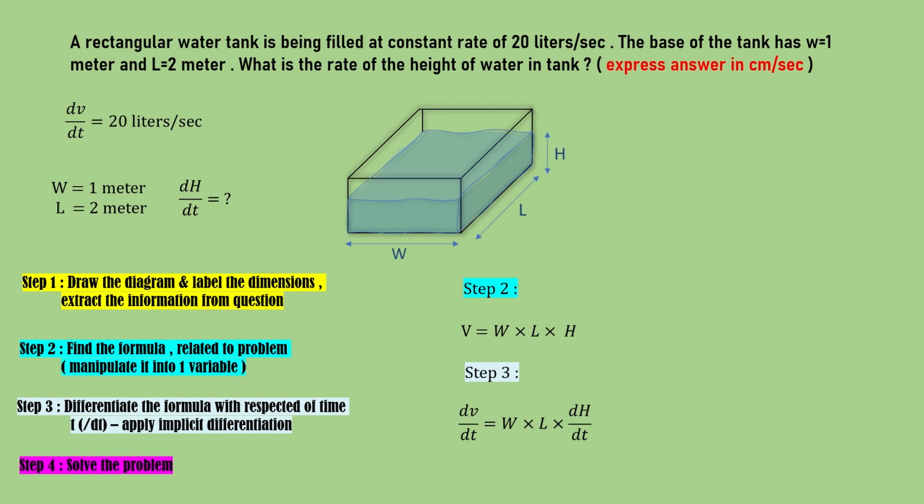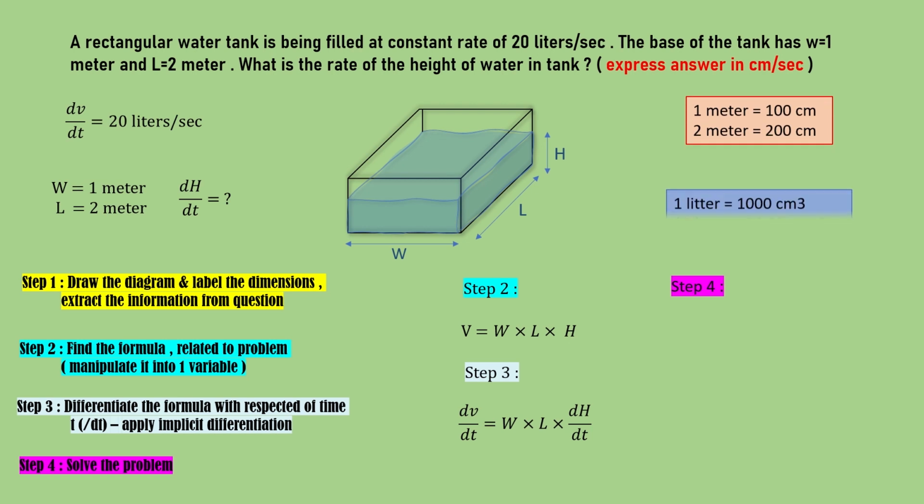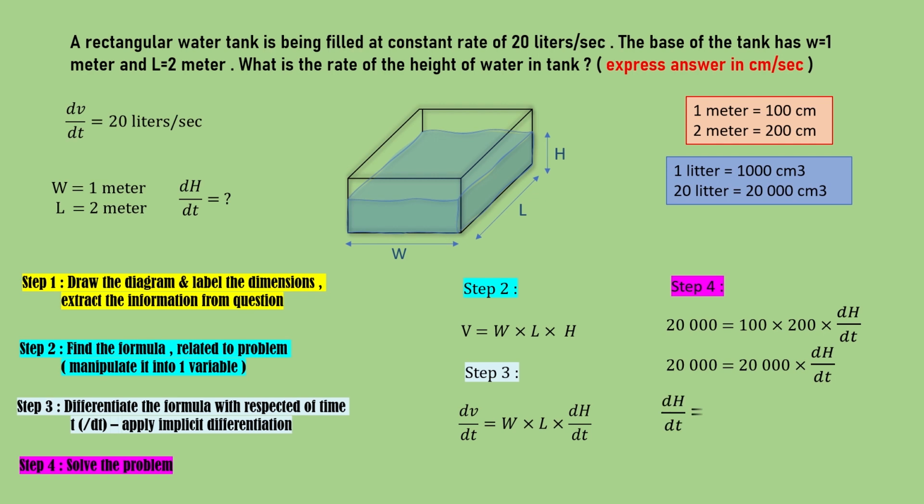Before we jump to our solution, we need to change the 20 liters into centimeters cubed, which will be 20,000 centimeters cubed, and change the width to 100 centimeters and the length to 200 centimeters. Then put the 20,000 centimeters cubed into dV over dt, 100 centimeters into width and 200 centimeters into length. You divide the left 20,000 by the 20,000 on the right side and the answer will be 1.